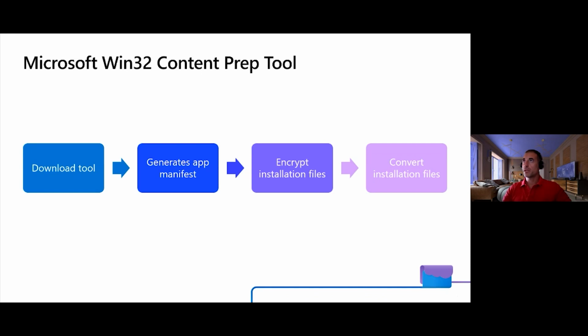So once you run the Win32 content preparation tool, you can start creating the Win32 app in Endpoint Manager and define the properties of the app. So let's see what these properties are.